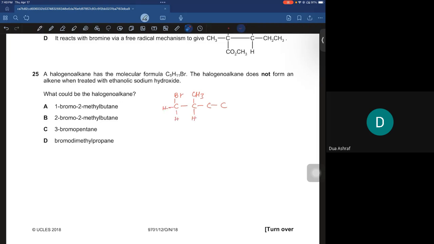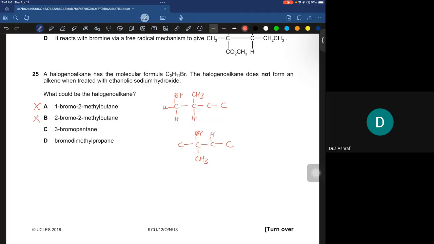When you react this with ethanolic sodium hydroxide, sodium hydroxide can remove HBr and the double bond would be formed. So the alkene can be formed by this. Option A is incorrect because the question says the halogenoalkane does not form an alkene, but option A is going to form alkene.